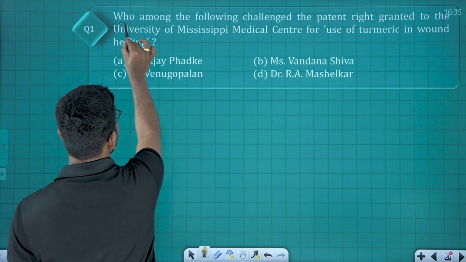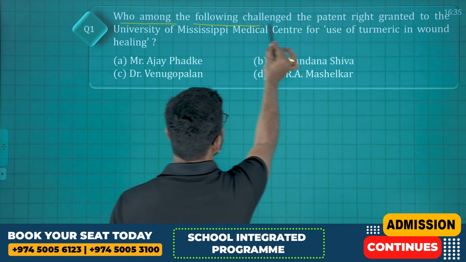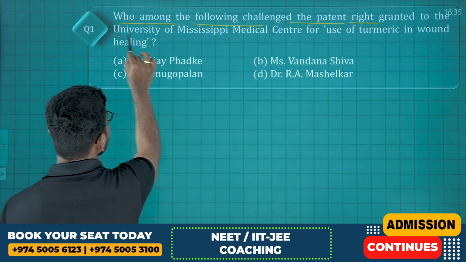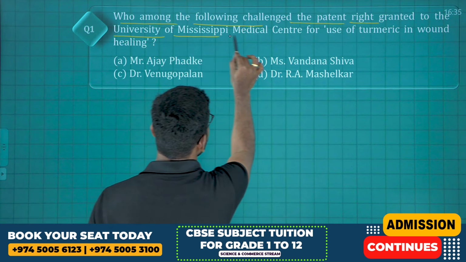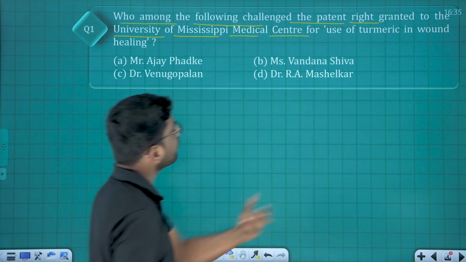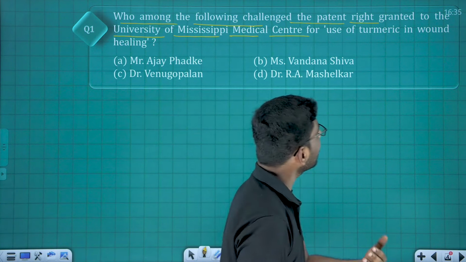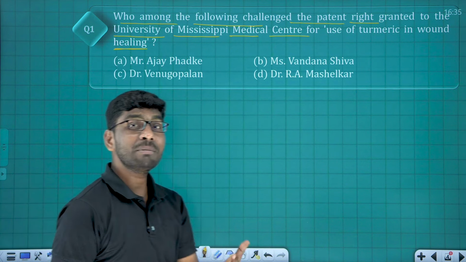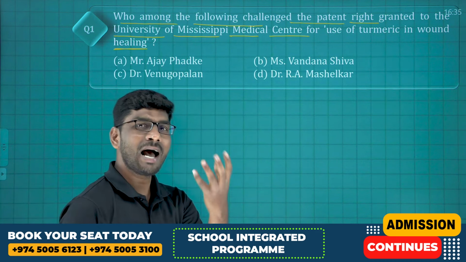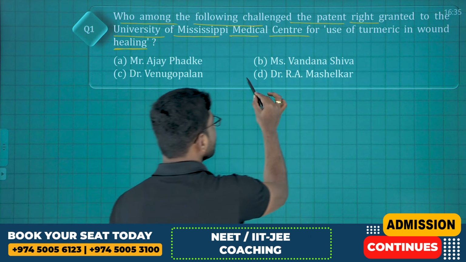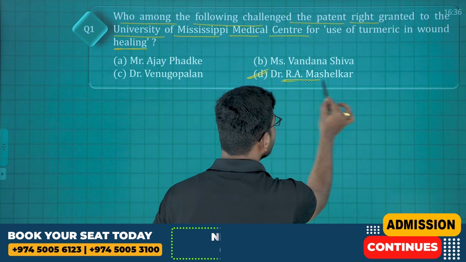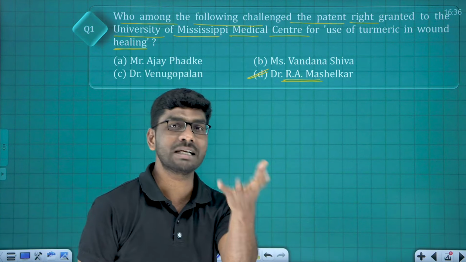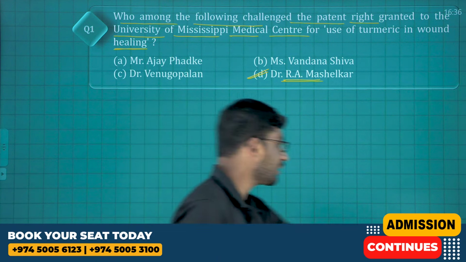Who among the following challenged the patent right granted to the University of Mississippi Medical Center for use of turmeric? Use of turmeric in wound healing is given. What do they call it? Turmeric for wound healing. The answer is the scientist Dr. R.A. Mashelkar. This question is from the supplement biology material. Clear? Look at the next question.